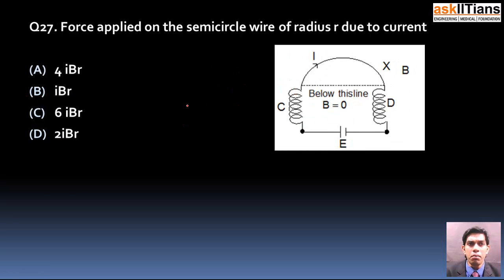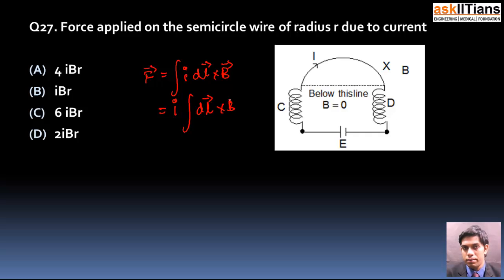Moving on. Force applied on the semicircular wire of radius r due to the current. So force in general is given like this: F equals I dl vector cross B. In this particular case, my I is constant, so the current goes out of the integral sign. So it becomes dl cross B. B over here is also constant.